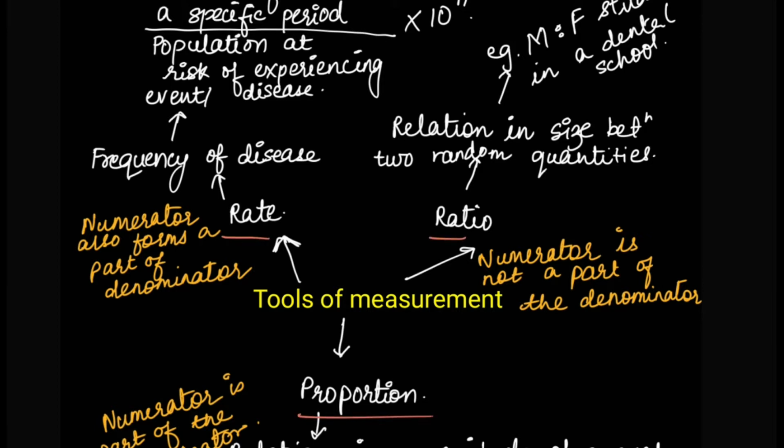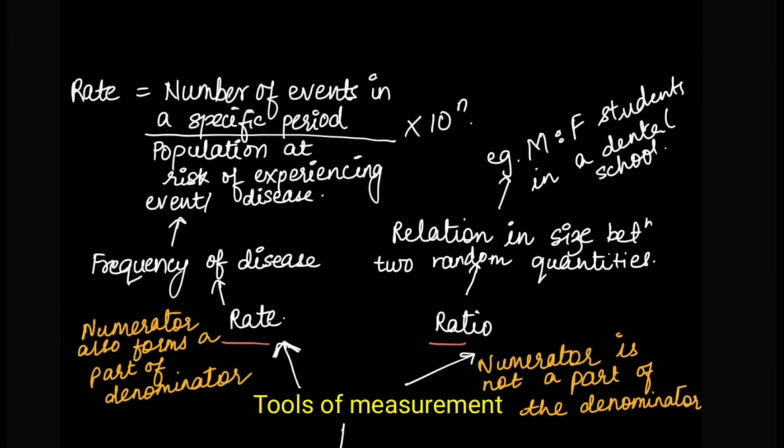Now rate is as simple as asking a kid to tell me how many oranges are present in a basket full of fruits. So he's going to say that okay, there are 5 oranges in this total mix of apples, bananas, oranges and everything. So basically what he is doing is counting. In epidemiology, if you have to apply rate, that is basically the number of events which are there in a specific period.